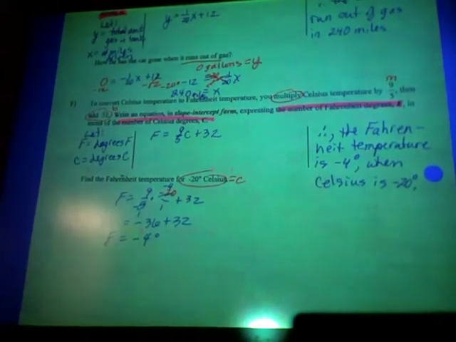So some of these are going to be difficult, a little fuzzy for you, but for the most part, you ought to be able to do okay.